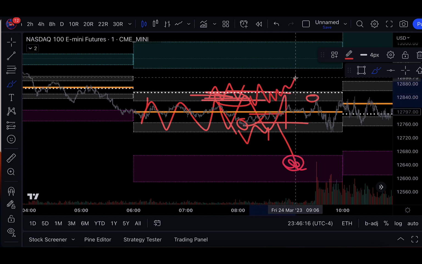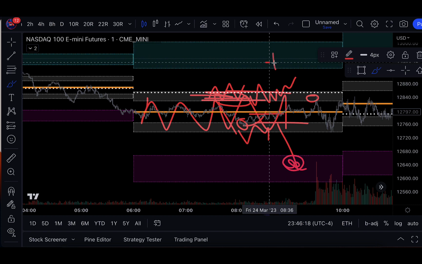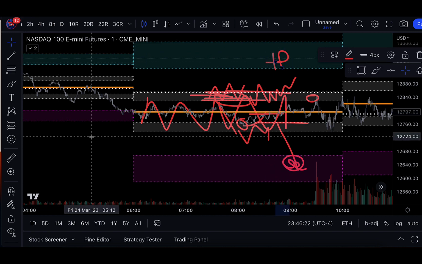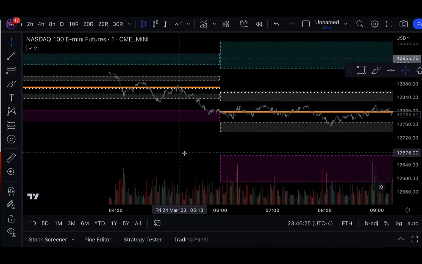All right, that means price is being accepted. This is your TP zone. All right, that is how this indicator is set up.